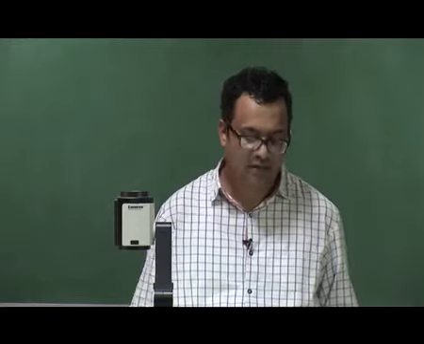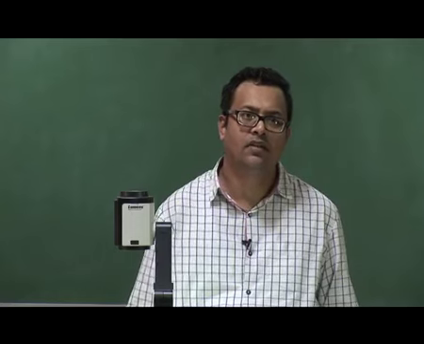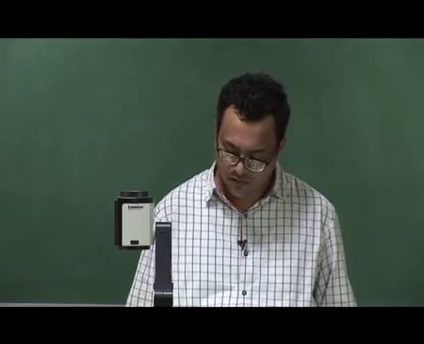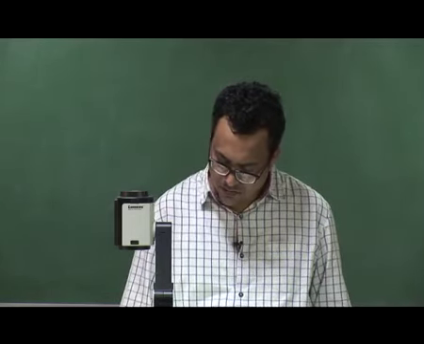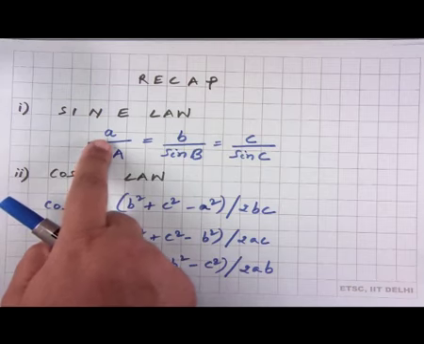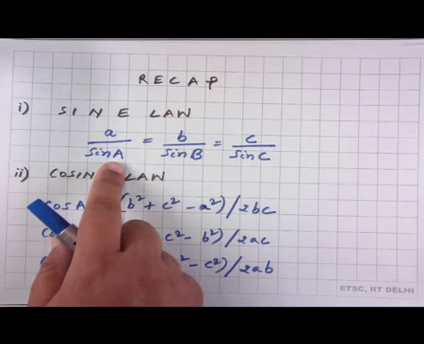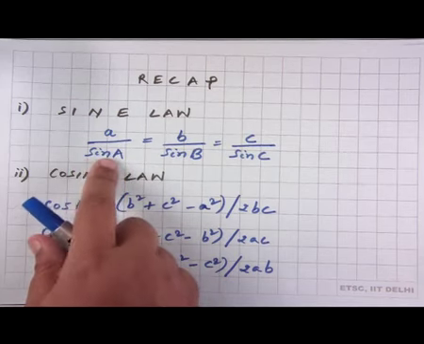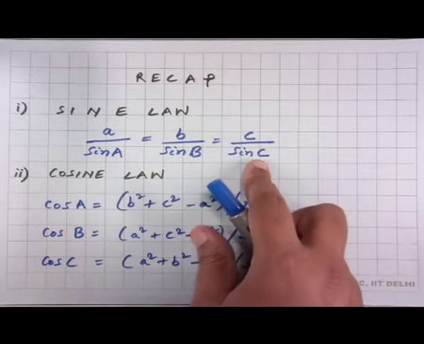So, yesterday we discussed the sine law and the cosine law. So, let us just revise it today also. The sine law says that the ratio of the length of a side to the sine of the angle opposite to that side is a constant. So, a upon sine A is b upon sine B is c upon sine C.